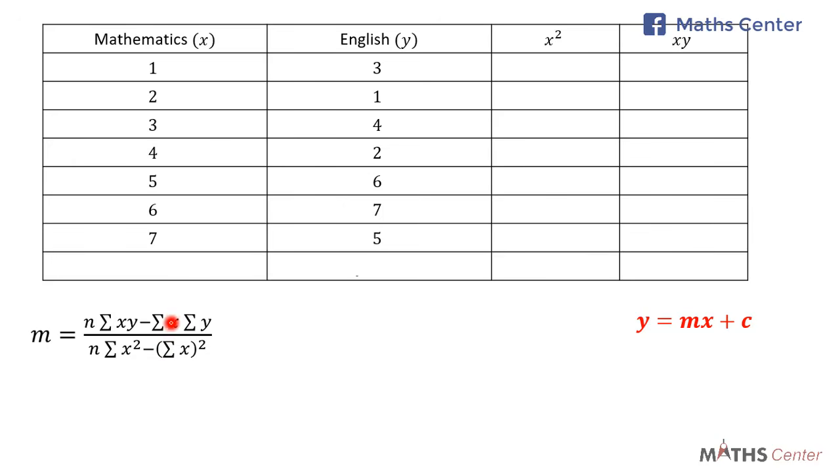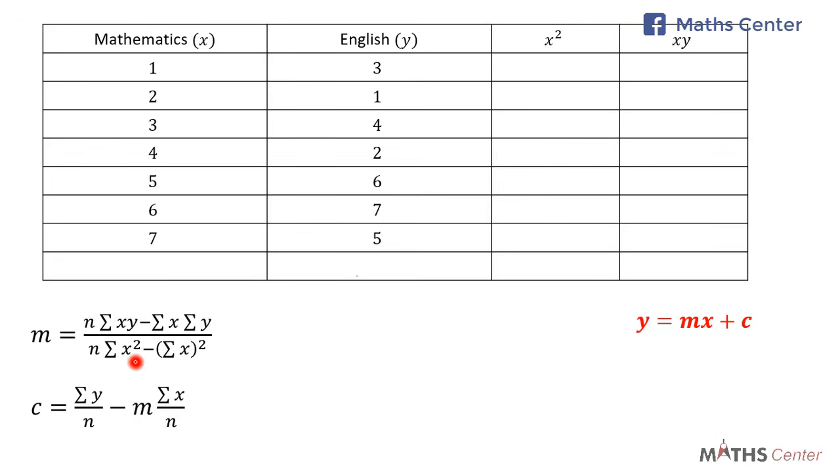And we also need sigma x. So we have a column for x here. We need sigma y. We have a column for y here. And we need sigma x squared. So we have a column for x squared here. Remember that c will be equal to sigma y divided by n minus m times sigma x divided by n.